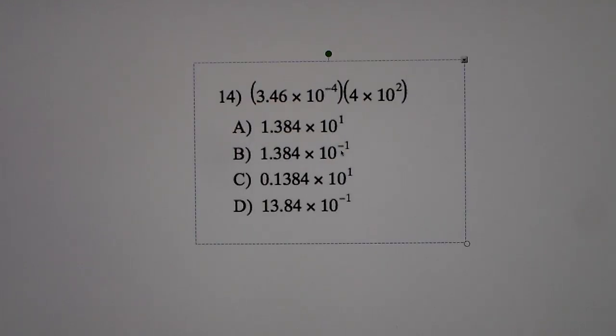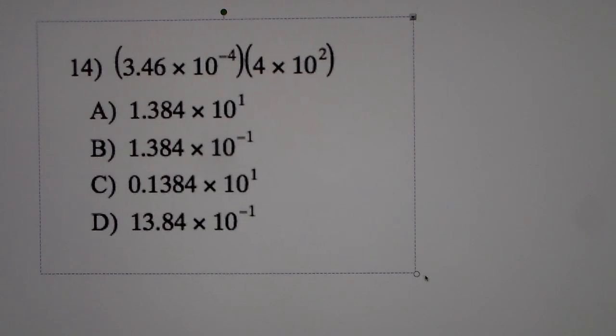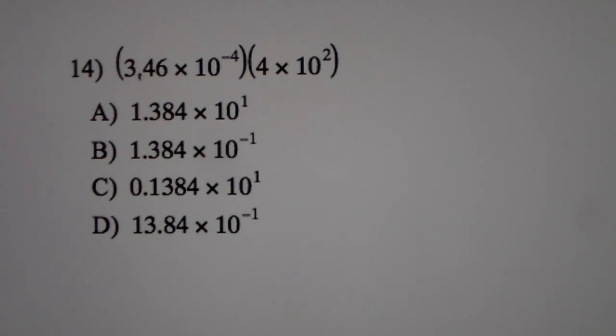Let's do one more. We have 3.46 times 10 to the negative 4 times 4 times 10 to the positive 2. So let's make these powers the same so it's a little bit easier with multiplication. So we're going to change this negative 4 and we're going to make it into a positive 2. That means we have to add 6 to it. We got to move this decimal place to the left 6.